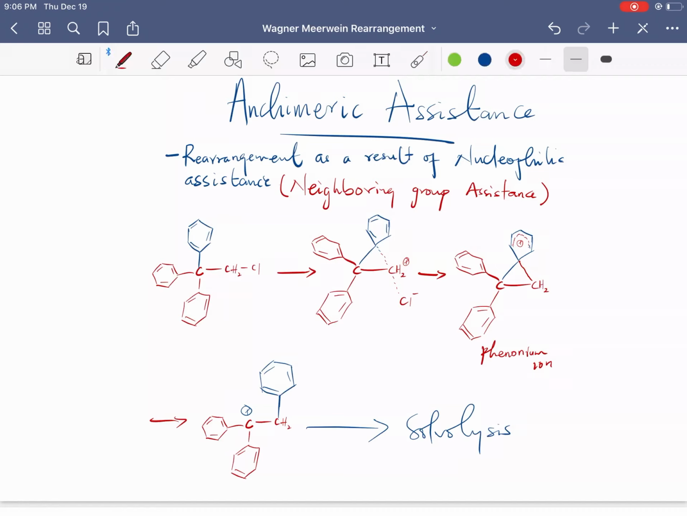Now these electrons here can be localized into the benzene ring to form this intermediate here. So we hydrate our carbocation here to get our solvolysis product.